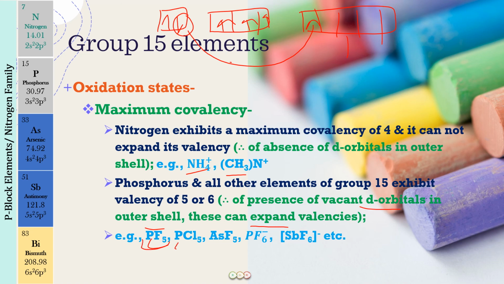Now also you can see PCl5 also being formed the same way, AsF5 also being formed the same way, and then we have PF6 negative. Here we are seeing a covalency of 6. How will that 6 come?